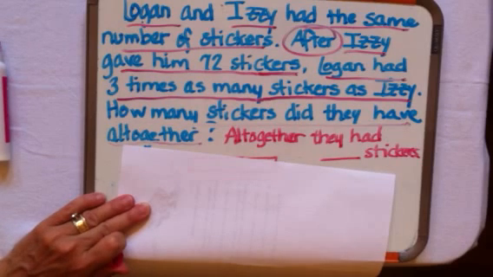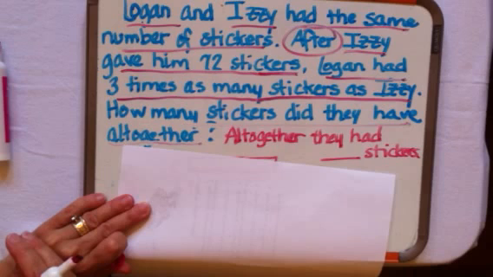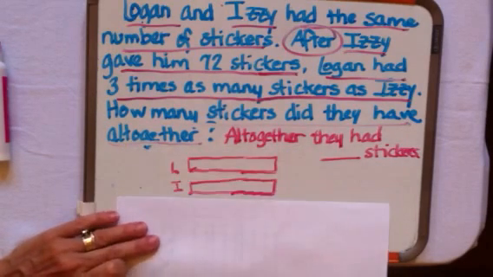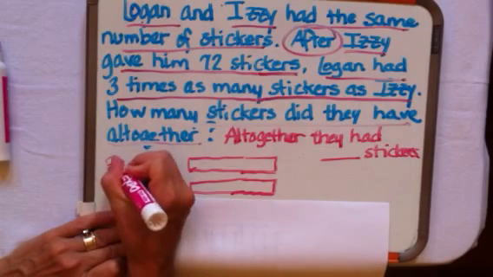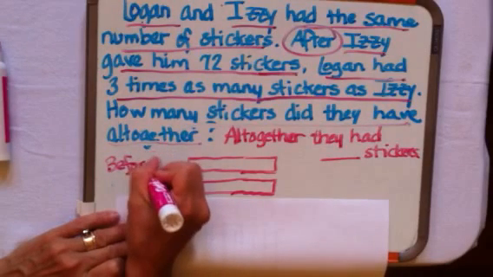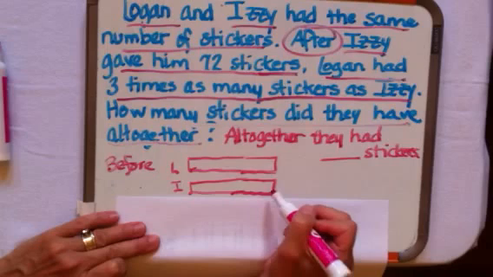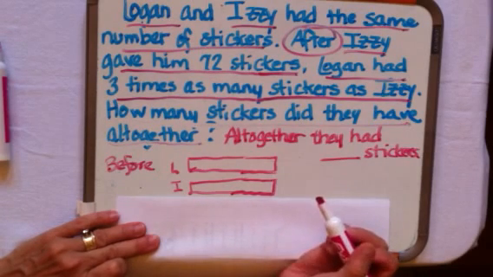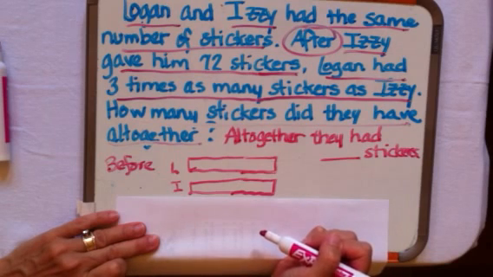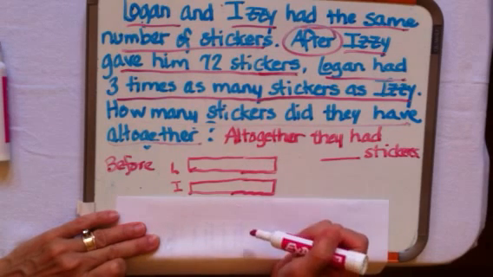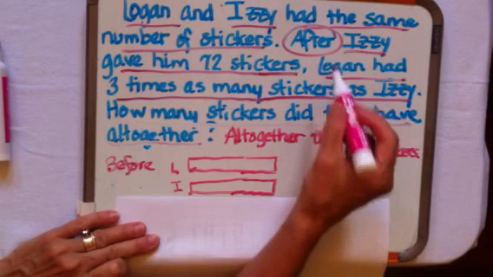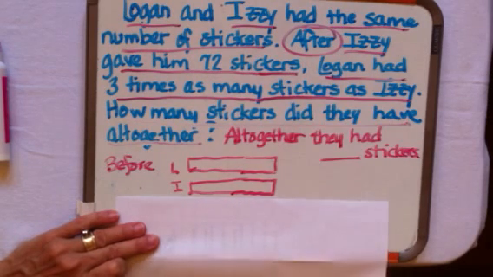So again, as I already mentioned, this is a problem where we have kind of like a before and after going on. So here is basically our before. And I am showing you that Logan and Izzy have the same amount of stickers. So I drew their bars the same length. I do not know how much it represents. I just know it's the same. So I put them equal length. And then I'm going to look at the after portion.